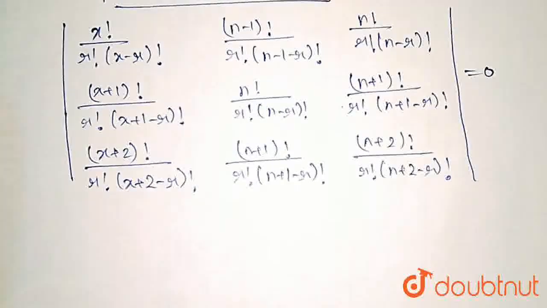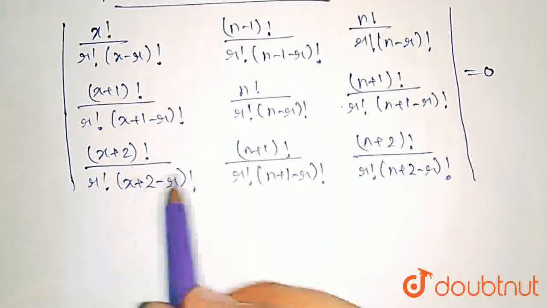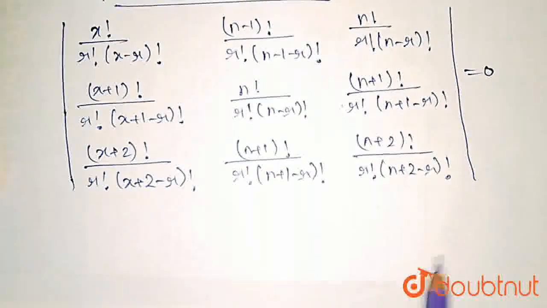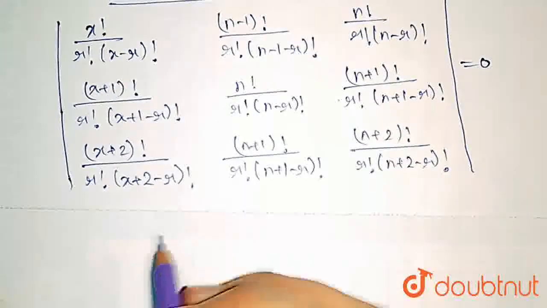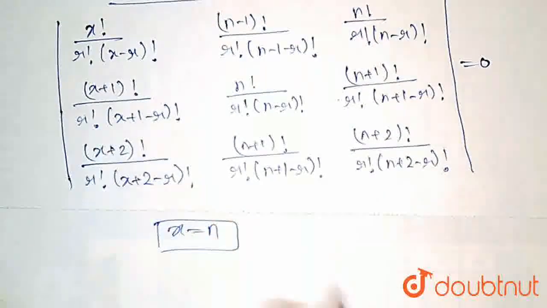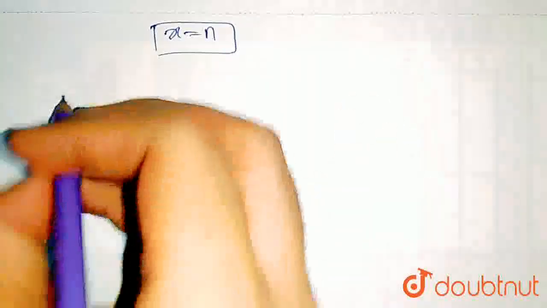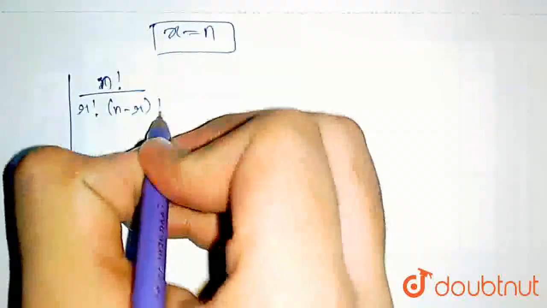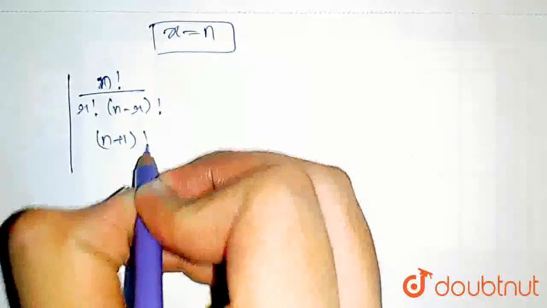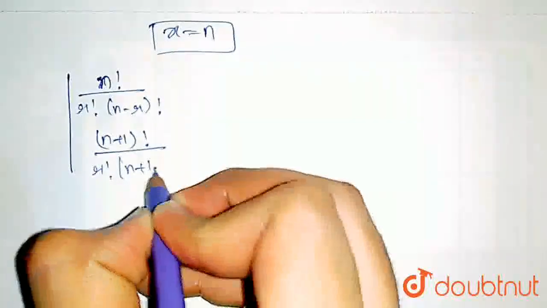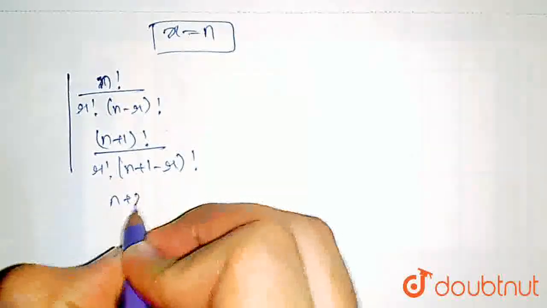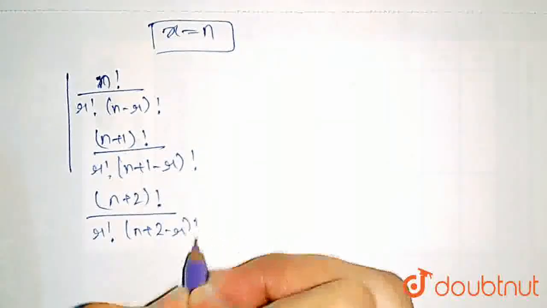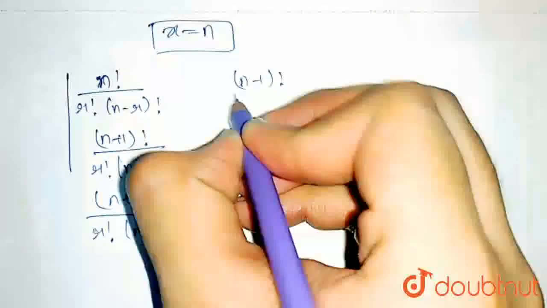So if we closely look at this determinant, if we substitute x is equal to n here, let us see what it will become. If we substitute x is equal to n in this determinant, it would become n factorial divided by r factorial into n minus r factorial, and here n plus 1 factorial divided by r factorial into n plus 1 minus r factorial, and n plus 2 factorial divided by r factorial into n plus 2 minus r factorial. Rest all the elements are same.